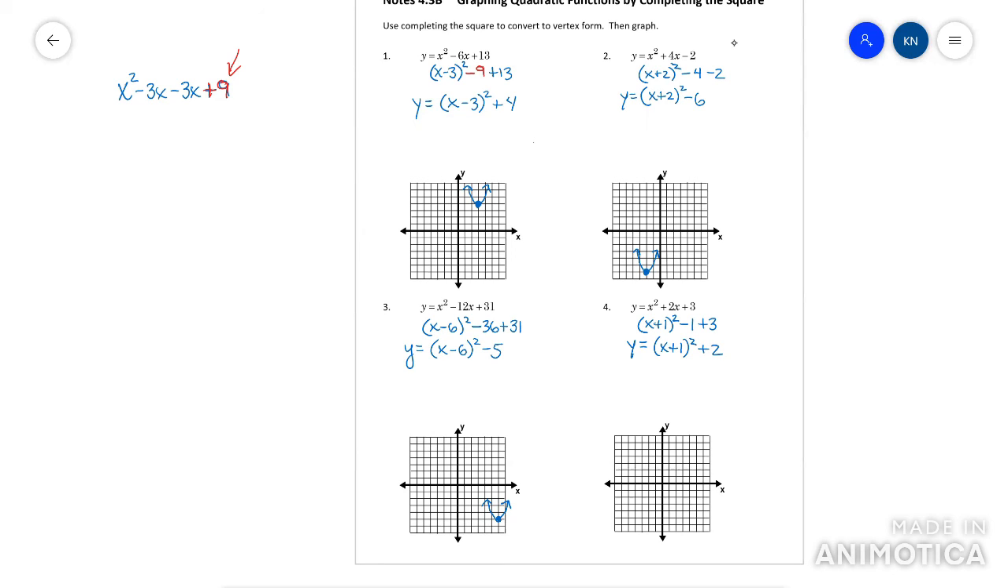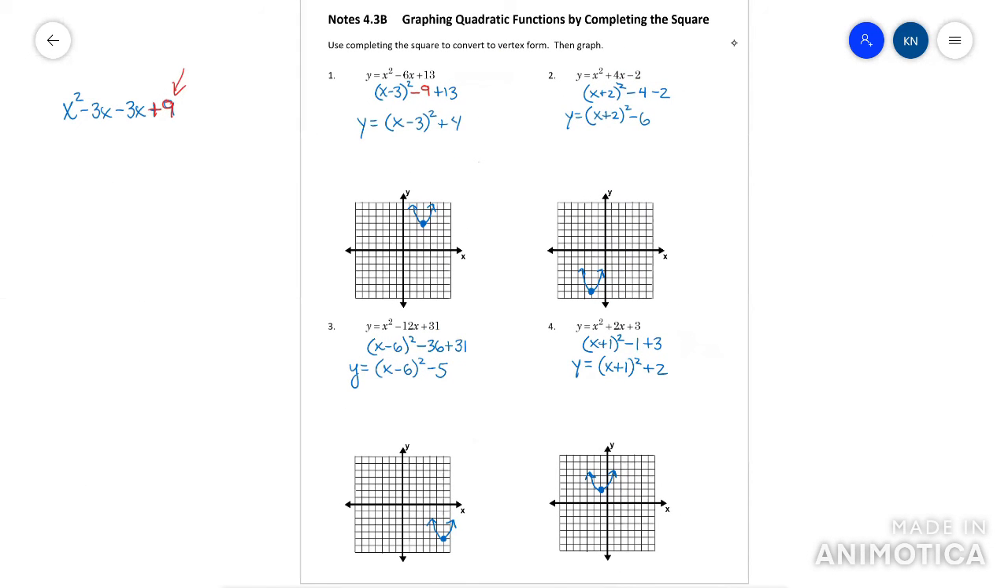It means it's a quadratic with a vertex of -1, 2 right here. And then an a value of 1 would make it look something like this. Okay. So that's how you complete the square in order to graph some of these quadratics.